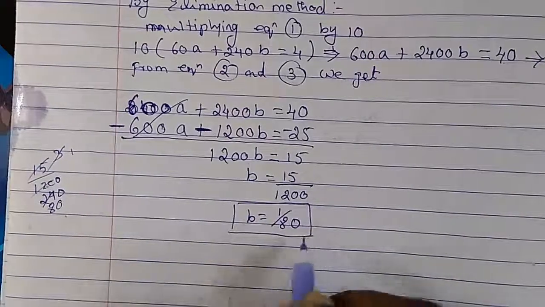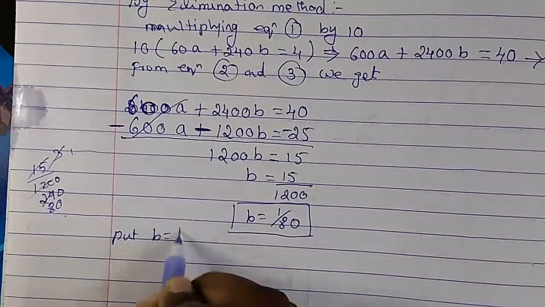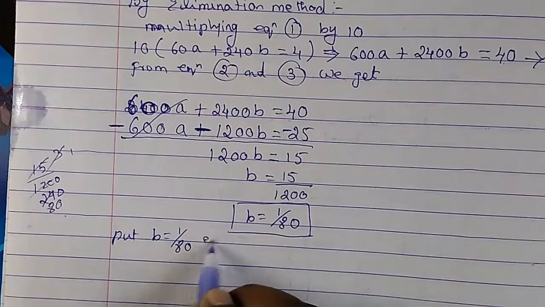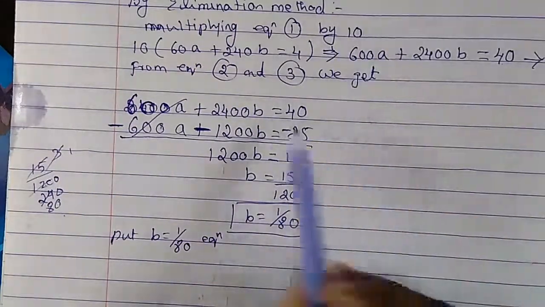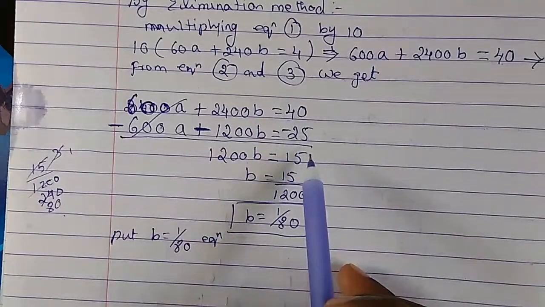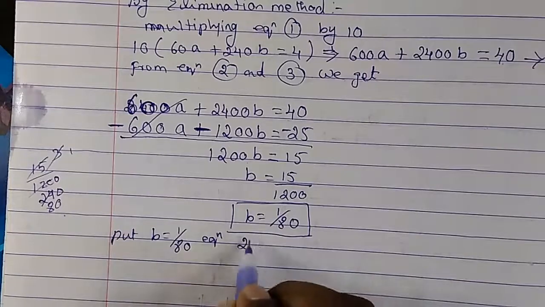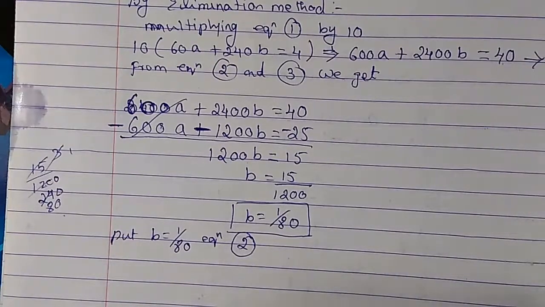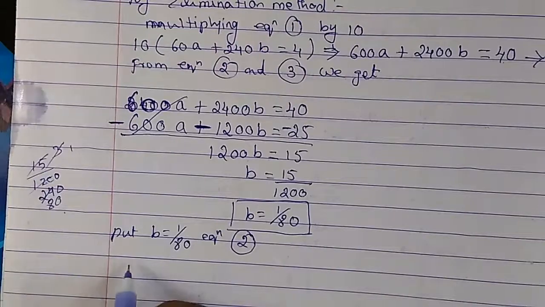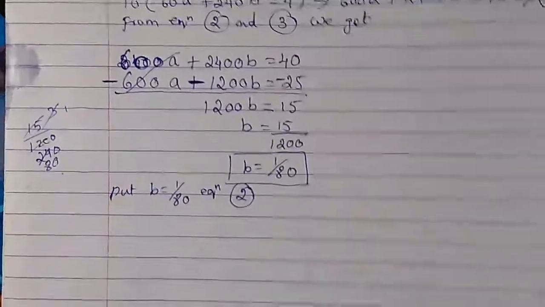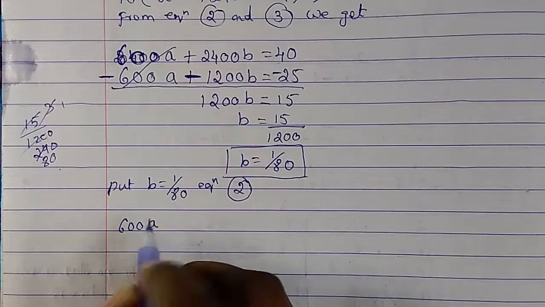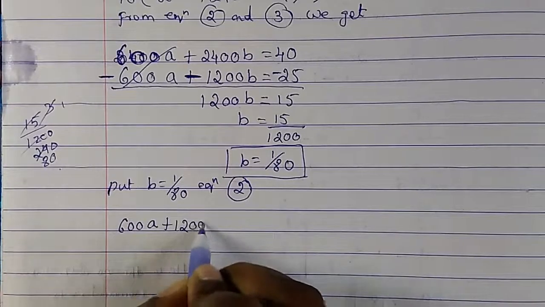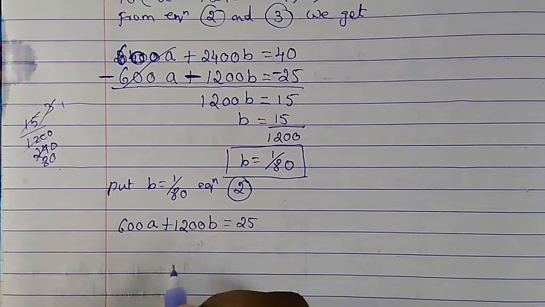So the b value we got, let us put this. Put b equal to 1 upon 80 in equation. You can take any of the equations, because we have equation 2, we have equation 3, from where we have subtracted. So any of the equations you can take. So I'll take equation 2. Equation 2 will write down here. Equation 2 is what? Equation 2 is 600a plus 1200b equal to 25.